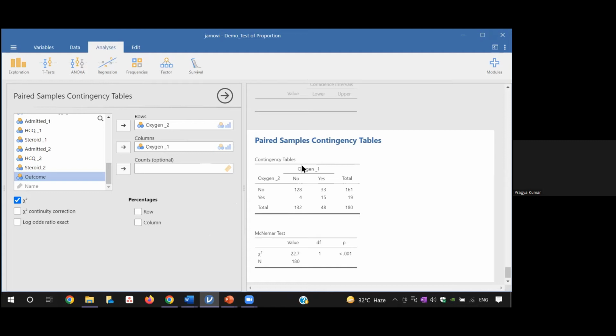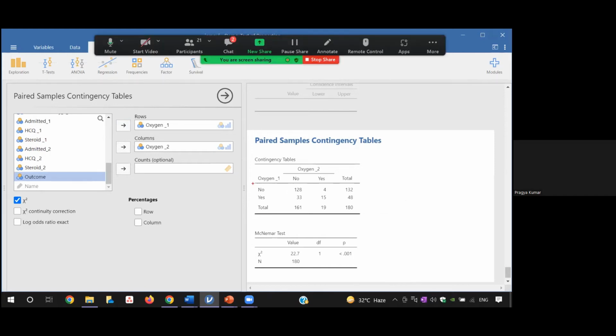This is the oxygen requirement before. But in this case, let me shift this to here, because this pre-post will be in the row: you shift oxygen 1, and then in the column you shift oxygen 2. So now you can see this oxygen 1. Whatever is there in this row, this no and this yes, this whole row is for the people at the time of admission. So this no and yes is for the oxygen requirement at the time of admission.